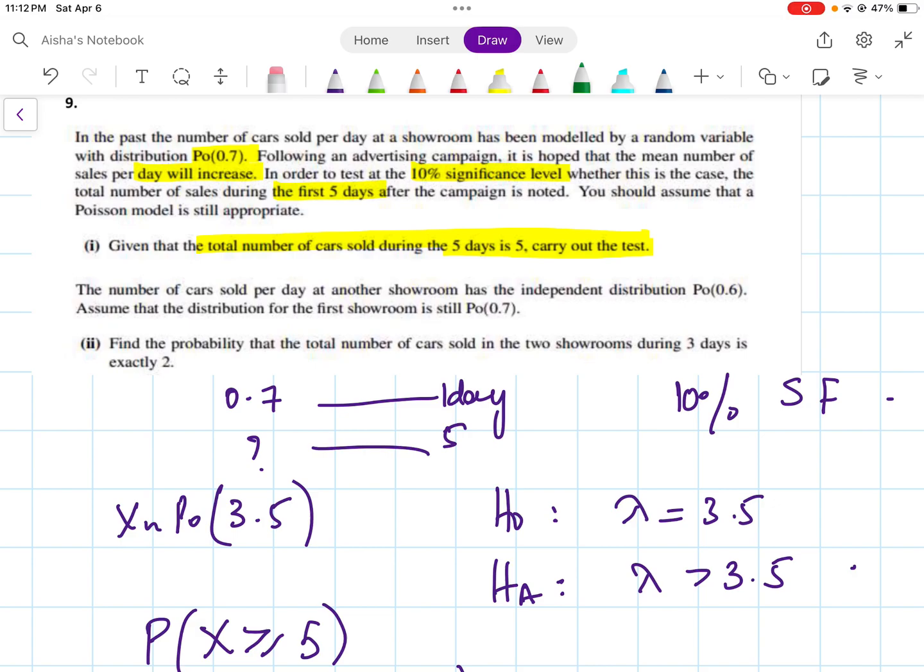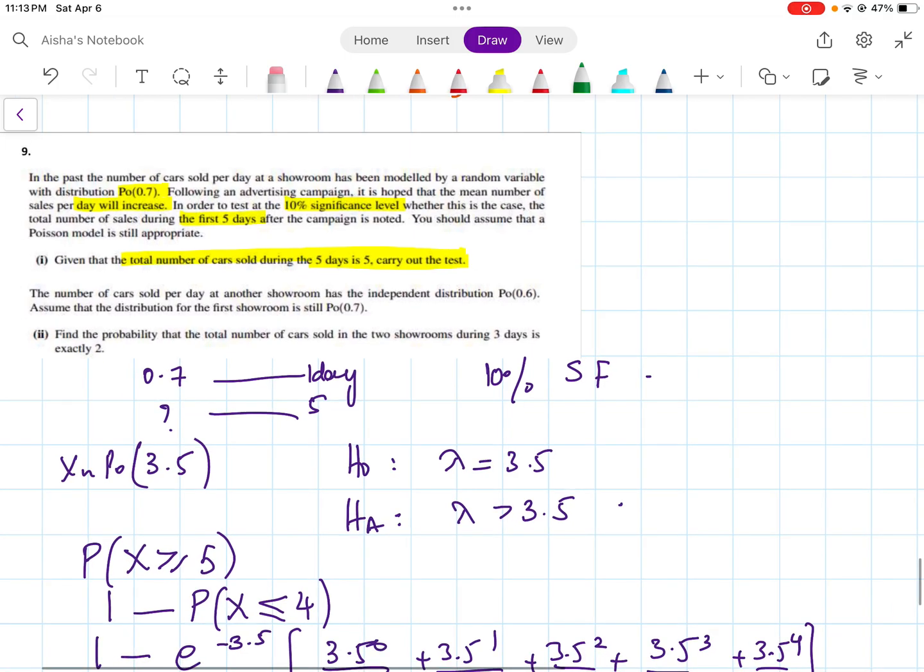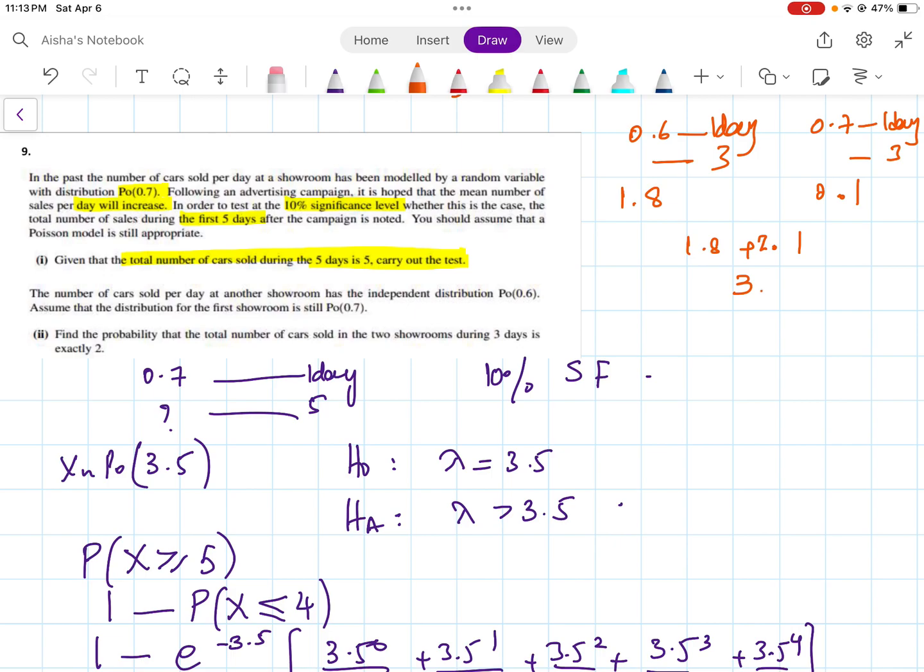The number of cars sold per day at another showroom is independent Poisson 0.6. Assume that there is still 0.7 for the first. Find the probability the total number of cars sold in two showrooms in 3 days is exactly 2. Now this is another topic's concept, but if you talk about 3 days, this is 0.6 for 1 day, so 3 days will be 1.8. 0.7 for 1 day, 3 days will be 2.1. Total means you add the means, so we get 3.9. So x follows Poisson 3.9, and we have to find the probability of exactly 2.